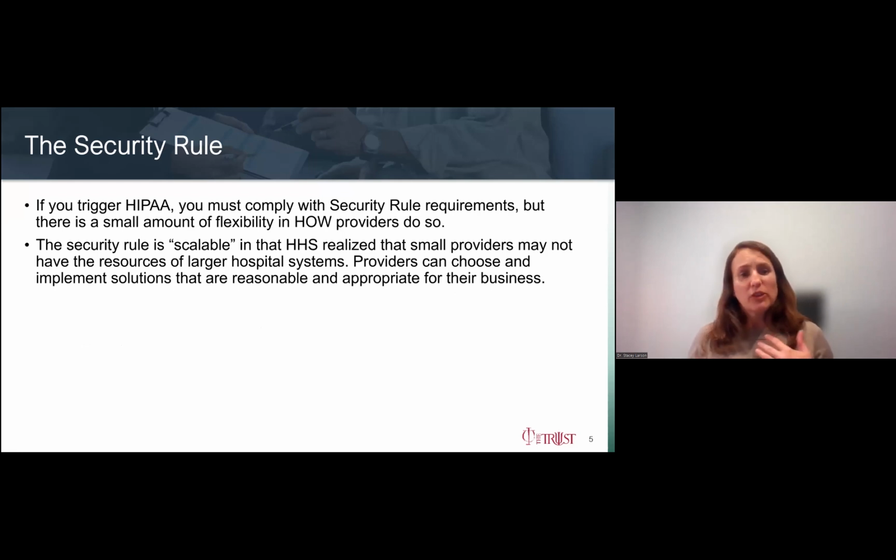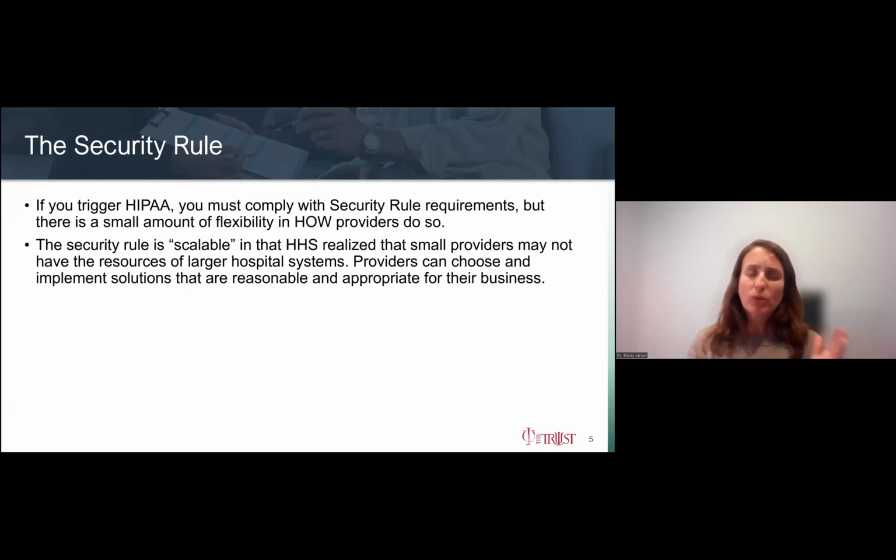So if you trigger HIPAA, you must comply with security rule requirements. Both the HIPAA privacy rule and the security rule, just to give a little refresher from last month, are going to be triggered when a healthcare provider transmits health information in electronic form. That could be transmission via internet, computer generated faxes, or putting PHI on a flash drive and moving it to another computer. And that has to be done in connection with a designated standard transaction. That's not my term. That is a HIPAA term.